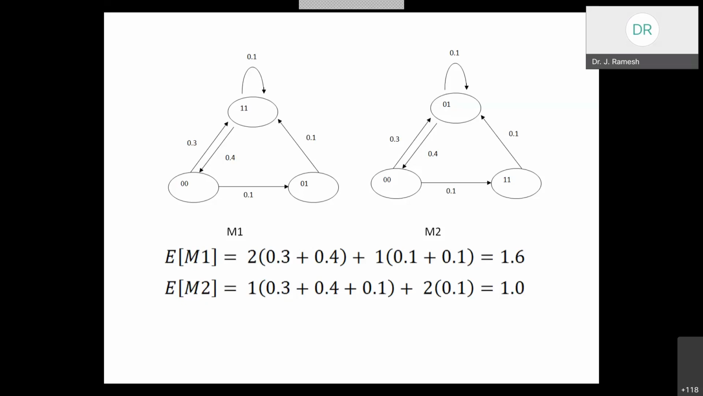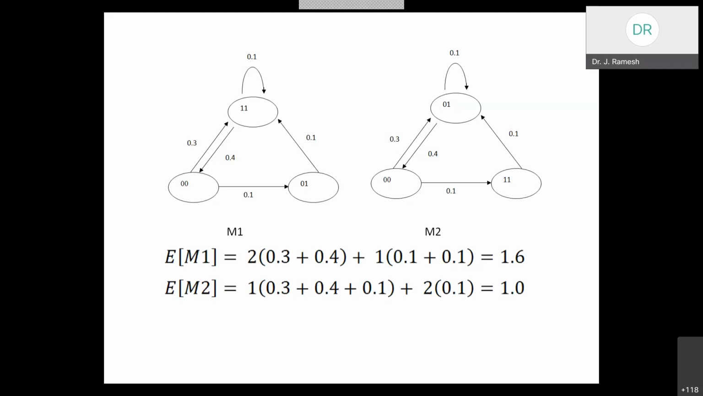Okay, so the number of transitions is only 1. So the switching activity is only 1, so 1 into 0.2 plus 0.1 into 0.1. Then on the other side, if you see, on the 2 switching, 0 to 1, 1, we have 2 into 0.1, 2 into 0.1, okay? So that gives us 1.